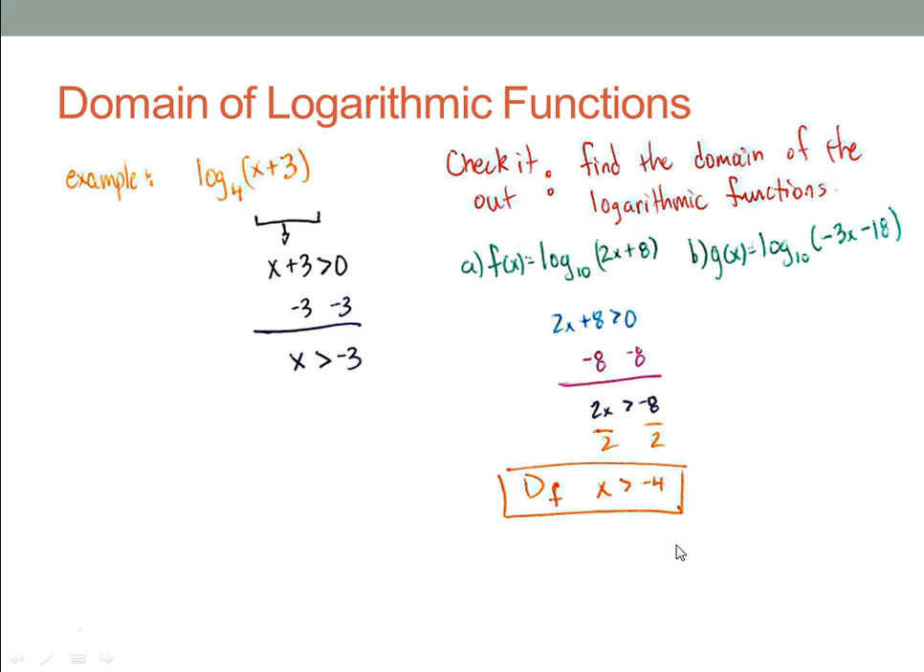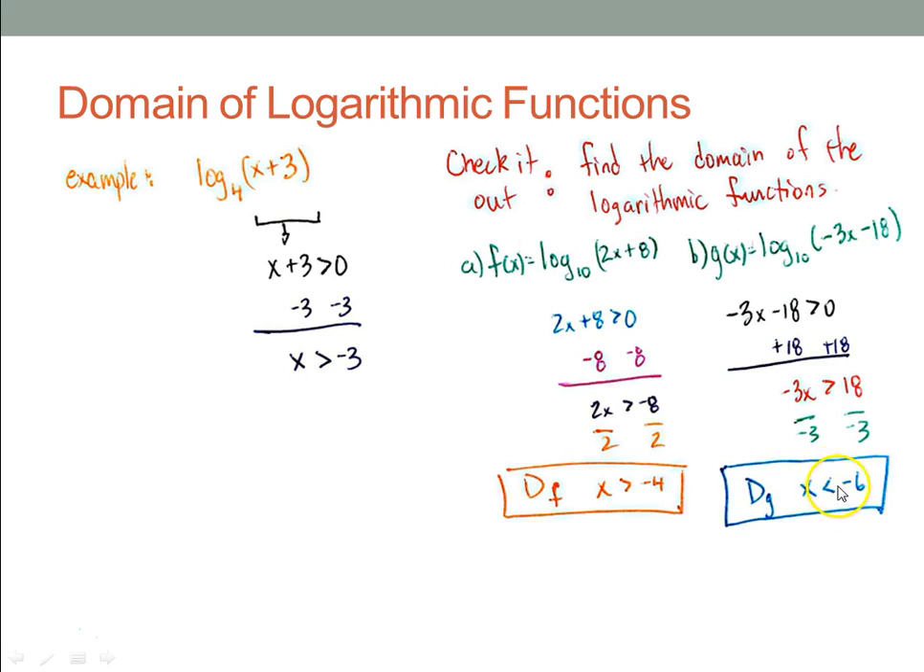Awesome. Let's take a look at another example. So I have the 10 log of -3x minus 18. I take what I'm taking the log of, -3x minus 18, and set it greater than 0. Add 18 to each side, isolating x. And of course I have to divide by -3, and when I do, it changes the direction of the inequality, as you see here. Excellent. So the domain of g is x less than -6. Awesome. So here is the domain of different logarithmic functions.